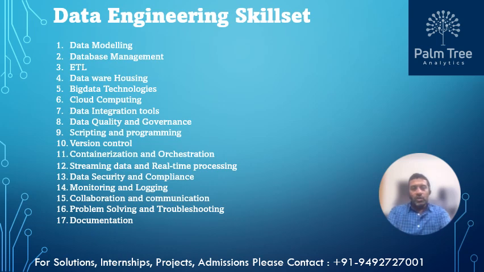Data quality and governance: implement data quality checks and data governance practices to ensure data accuracy, consistency, and compliance with the regulations. Scripting and programming: programming skills in languages like Python, Java, or Scala for data manipulation and pipeline development. Shell scripting for automation and orchestration. And then version control. Previously we also used version control, Git and all those things, for data analysts. Here also it is required.